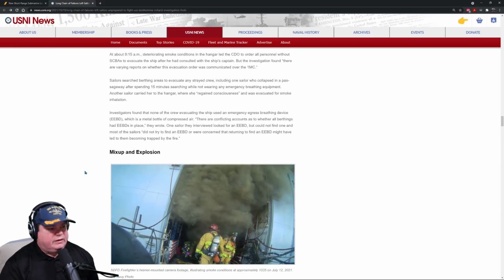Sailors searching the berthing areas evacuated any stray crew. Thank God they did that. That's really important. Including one sailor who collapsed in a passageway after spending 15 minutes searching while not wearing any emergency breathing apparatus. Another sailor carried her to the hangar, where she regained consciousness and was evacuated for smoke inhalation.